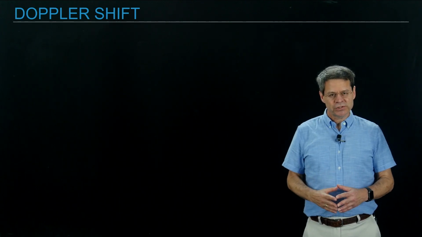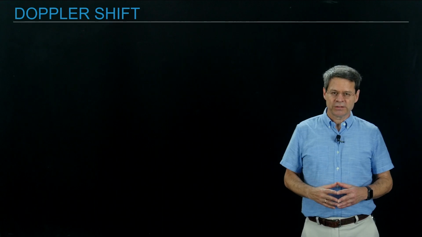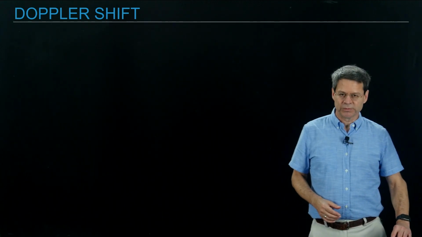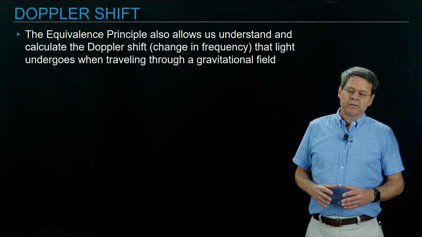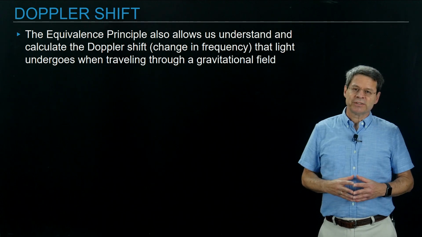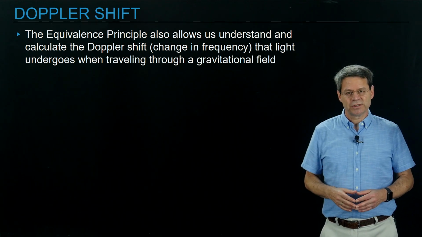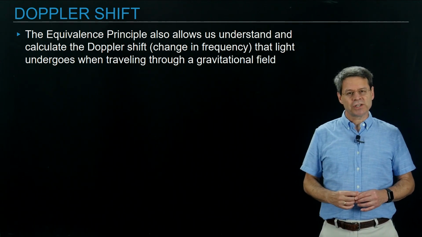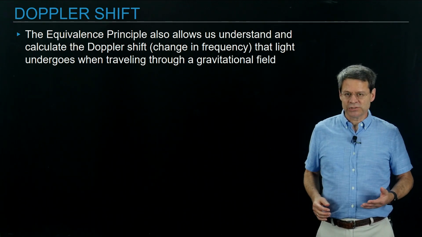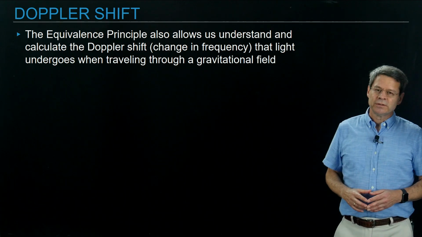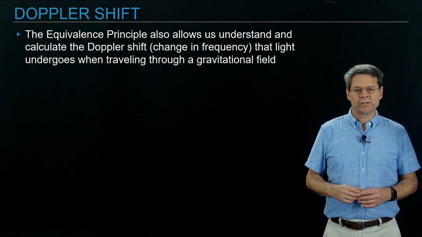In this lecture, let's talk about the Doppler shift and time dilation that can occur because of gravitation. And we'll understand this using the equivalence principle that we were just introduced to. So the equivalence principle actually can allow us to calculate a Doppler shift, and recall that a Doppler shift is a change in frequency that light, or electromagnetic radiation in general, undergoes when traveling through a gravitational field.